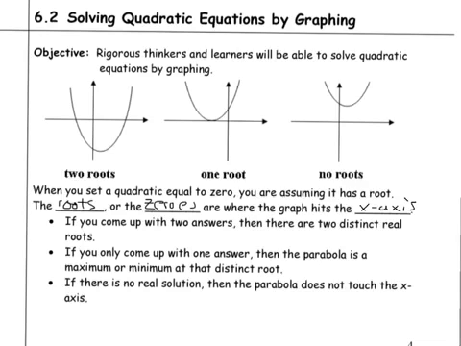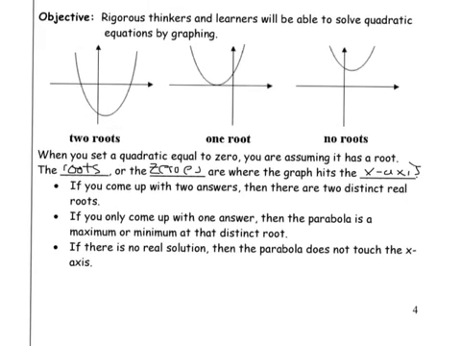So if you come up with two answers, then there are two distinct real roots. If you only come up with one, then there's just the one at the vertex. And if you don't come up with any, that means they must be complex numbers, and there's no real solution for them. So let's go.